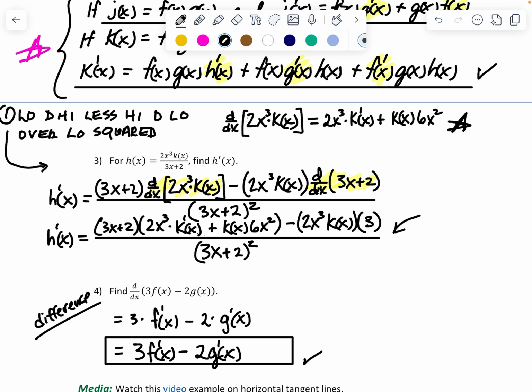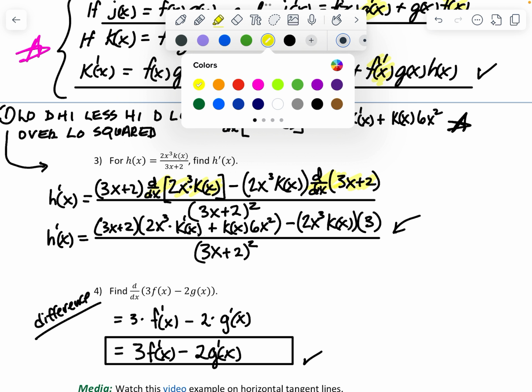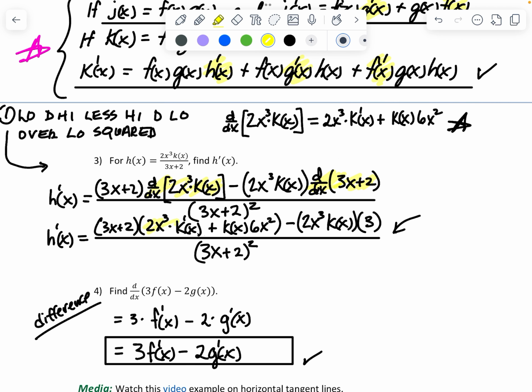H prime of x is what I'm looking for when h of x is defined as that quotient. And so I'm going to set it up so I have low d high, less high d low, over low squared, and away we go. So I've got 3x plus 2, then I replace the derivative. So you can see that I did the derivative up high. Let me get the highlighter here.